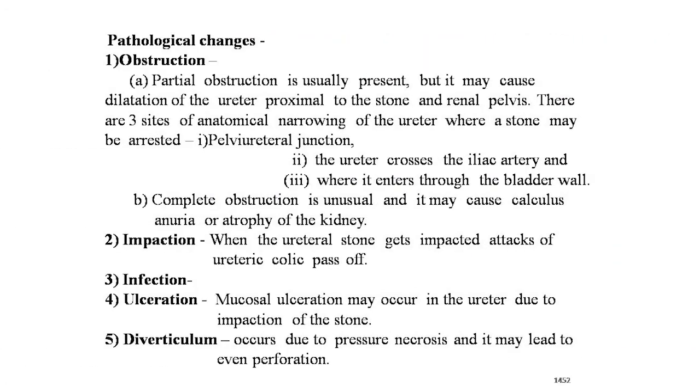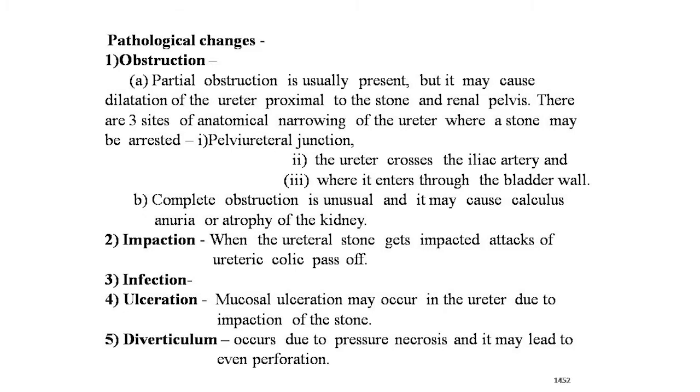Now the pathological changes of ureteral stones. If a renal stone passes to the urinary bladder through the ureter without any event, it is not detected. A ureteral stone is only detected when it causes some symptoms due to its presence in the ureter or any pathological changes to the kidney or ureter. The probable pathological changes are: first obstruction, then infection, ulceration and diverticulum.